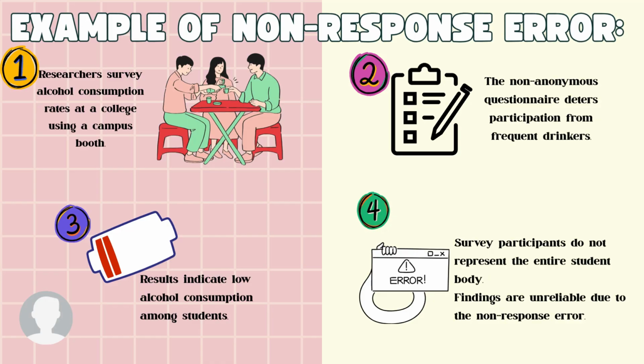Since the questionnaire is non anonymous, it deters frequent drinkers from participating in the survey. These students are underrepresented in the sample, while those who drink less or avoid alcohol are more likely to take part. As a result, the survey fails to accurately represent the entire student population. The findings are unreliable because they do not capture the drinking habits of all students, leading to a biased conclusion.